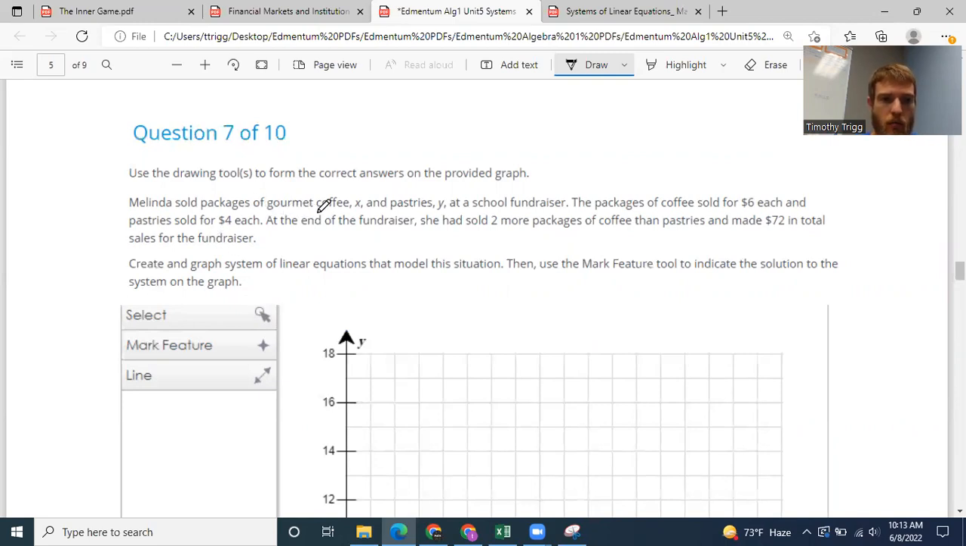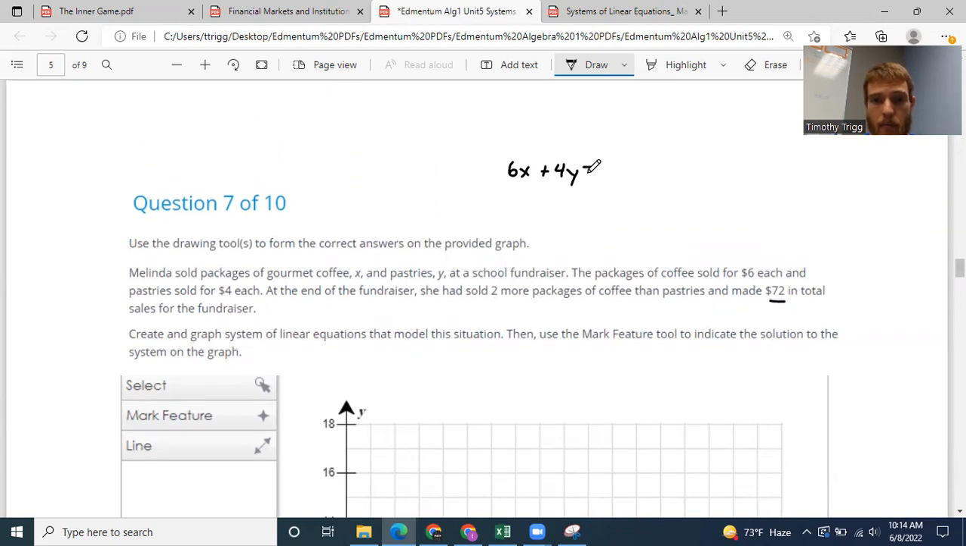Melinda sold packages of gourmet coffee, X, and pastries, Y, at her school fundraiser. The packages of coffee sold for $6 each, and pastries sold for $4 each. So I can already see my first equation is going to be 6 times the number of coffees, plus $4 times the number of pastries. At the end of the fundraiser, she had sold 2 more packages of coffee than pastries and made a total of $72. So the amount of money she made was $72.